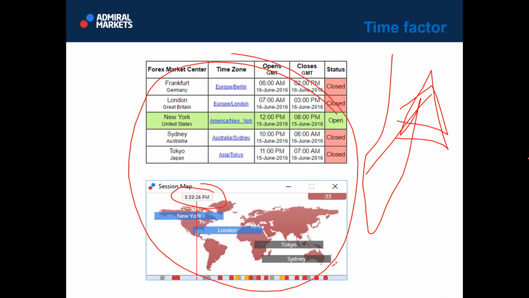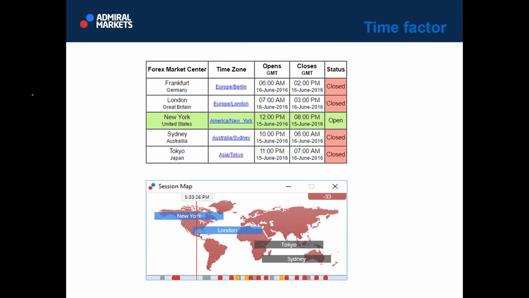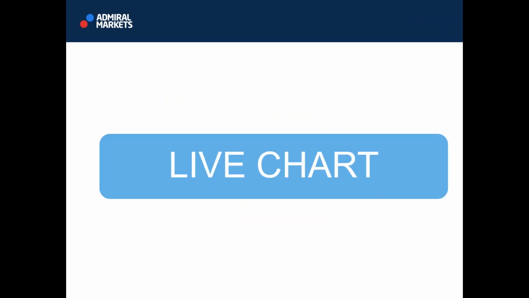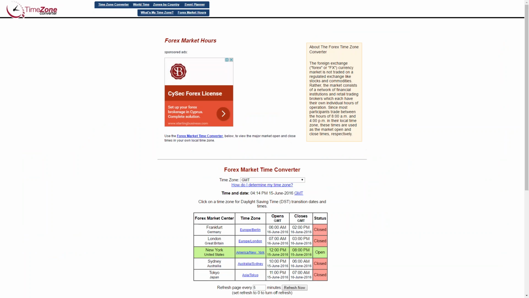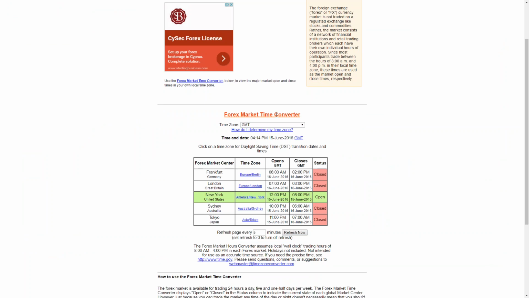So this is what you should pay attention to. If you don't know which market you are trading in, where you are, if you're confused with all these markets, if you're a new trader, this will be of good help to you guys. Believe me, this is very good. I have used it. And simply said, guys, we will move on to live chart, and I will show you. Okay, here, yeah. Forex market time converter.